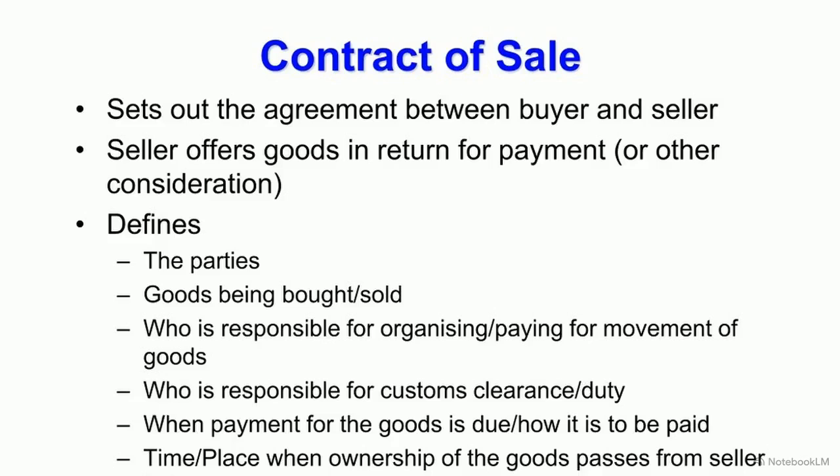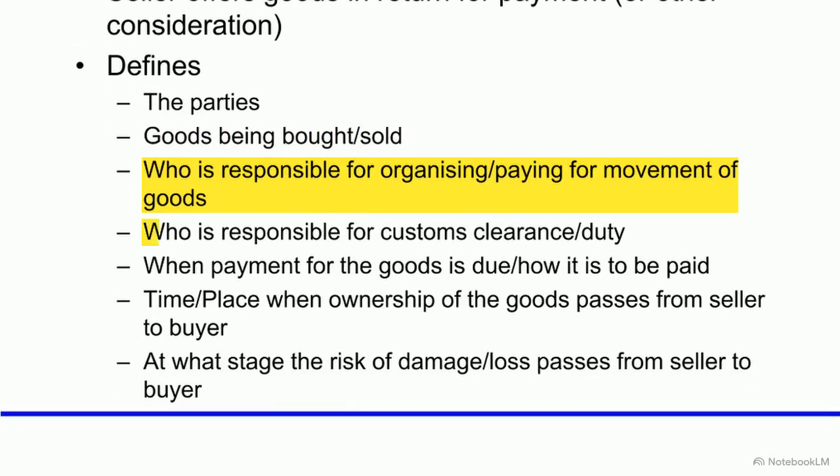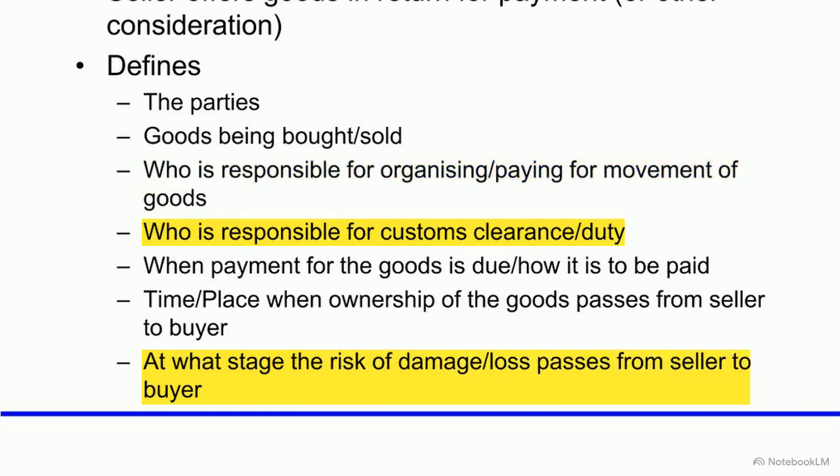Every international transaction begins with a contract of sale. This document identifies the goods being sold, who organizes their physical movement, who clears them through customs, and exactly when risk passes from seller to buyer.